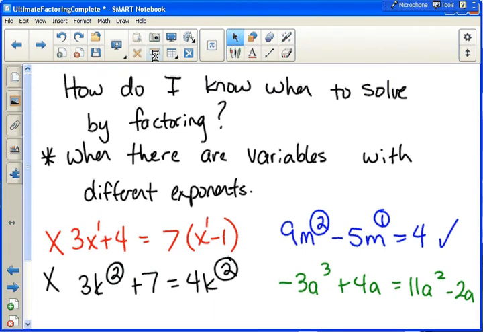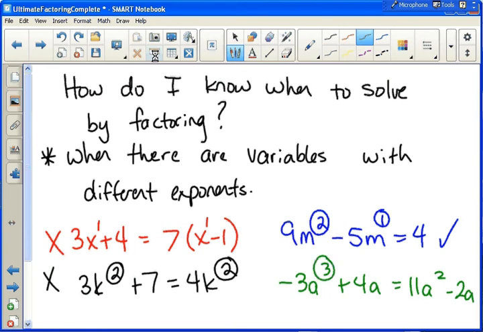Finally, the green example, I see that I have an a cubed, I have an a to the first, I have an a squared, and I have an a to the first. Since I have different exponents all over the place, that's a good sign that that would be a problem good for factoring. So the trick to knowing if you need to factor or not is looking at the exponents. If you see different exponents floating around, there's a good chance that you need to factor.